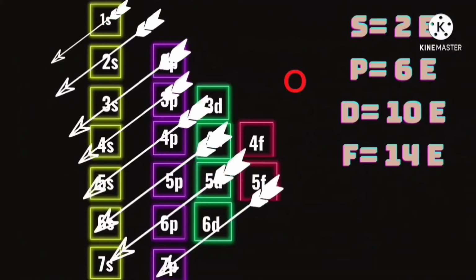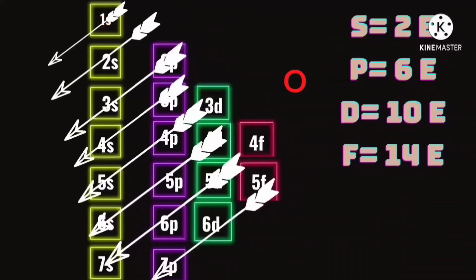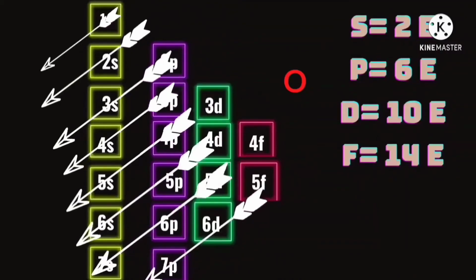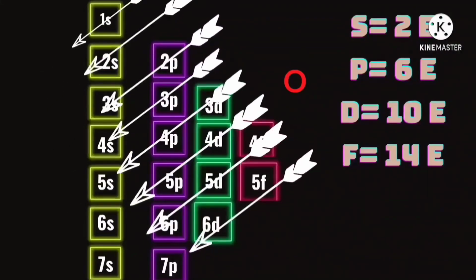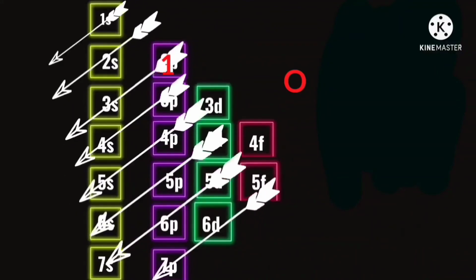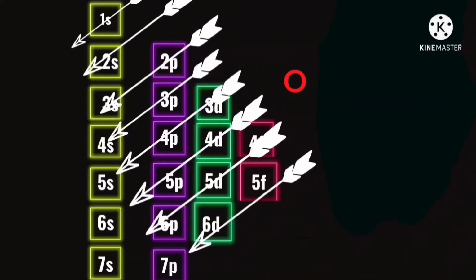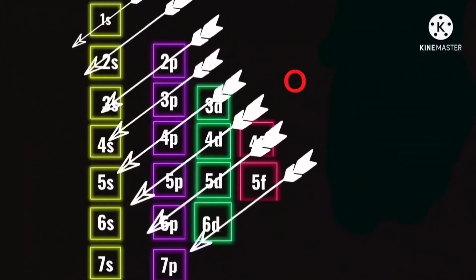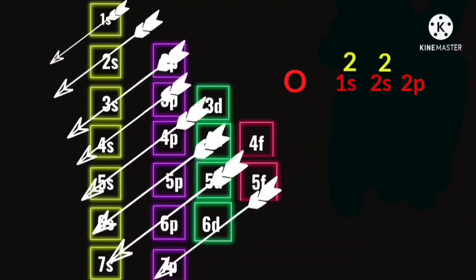Oxygen is the 8th element on the periodic table, and the atomic number of the oxygen atom is 8. That means the number of electrons in oxygen is 8. We know that the s orbital can hold 2 electrons. Since 1s can hold 2 electrons, the next 2 electrons will go into the 2s orbital. The remaining 4 electrons will go into the 2p orbital. Therefore the oxygen electron configuration will be 1s2, 2s2, 2p4.